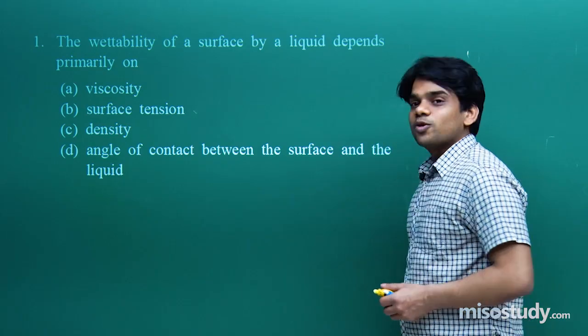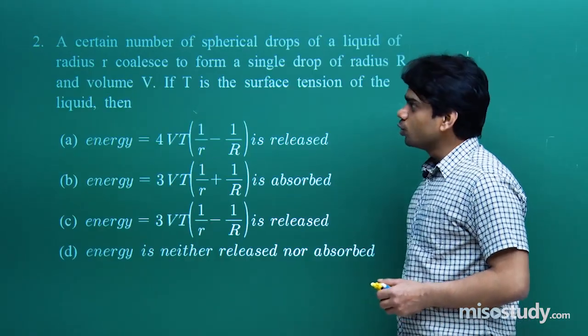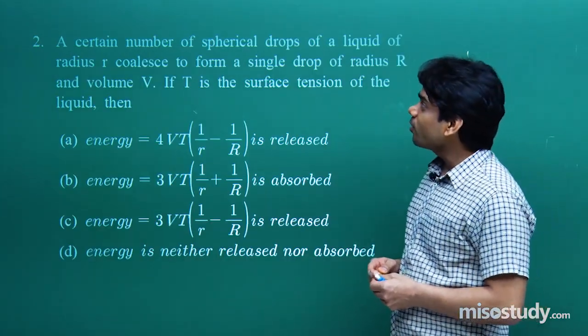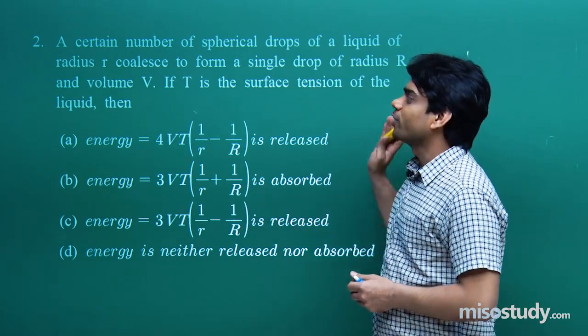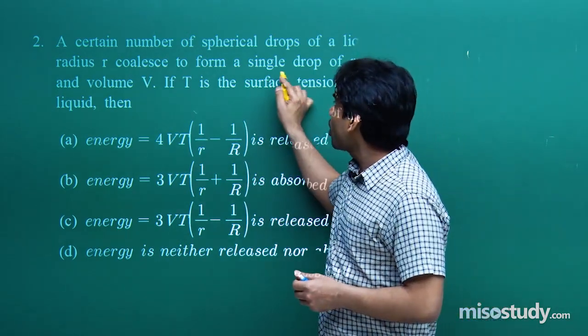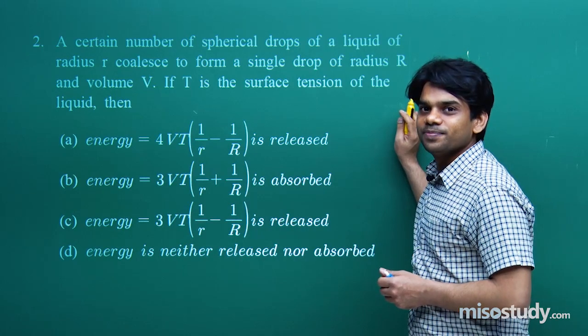Let's go ahead with the next question of the class. Question number 2. A certain number of spherical drops of a liquid of radius r coalesce to form a single drop of radius capital R.